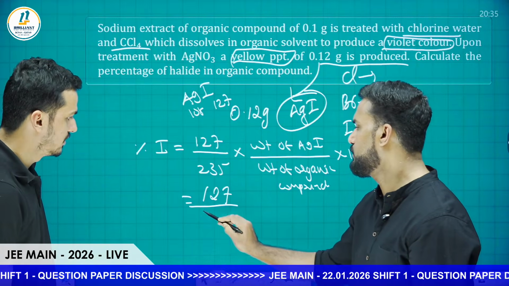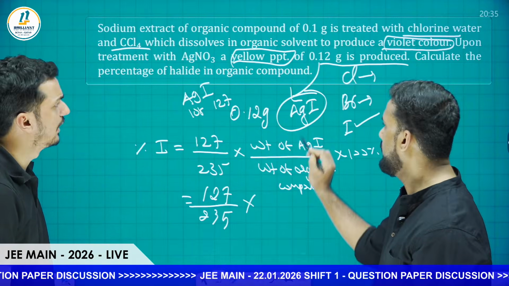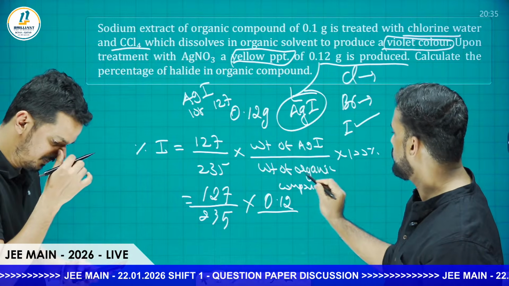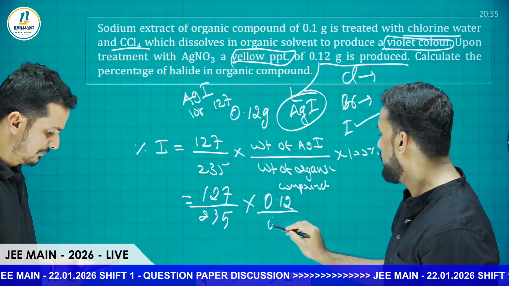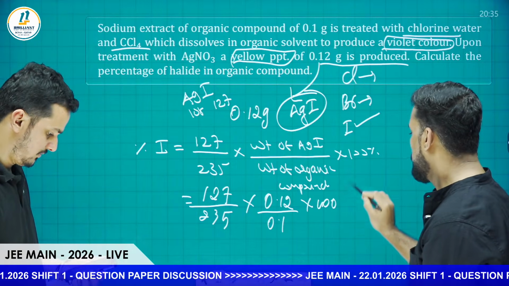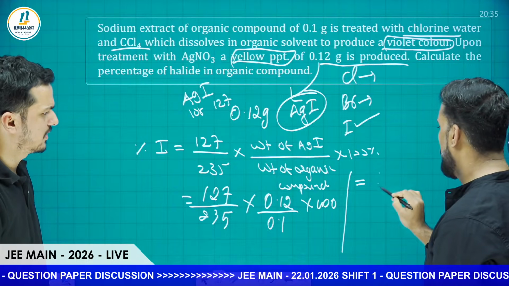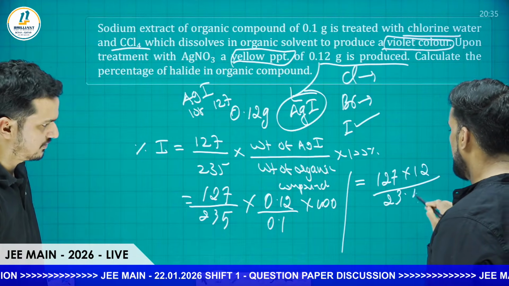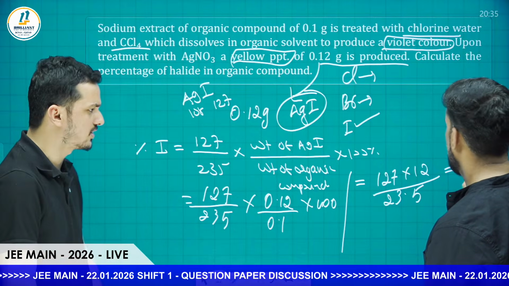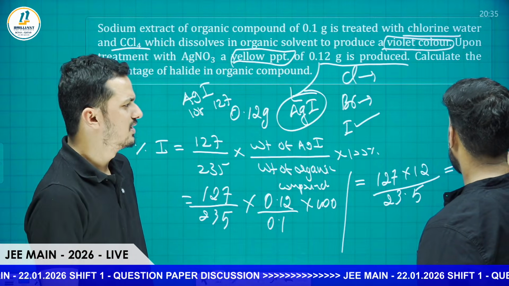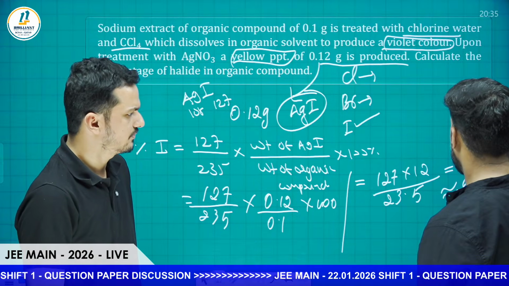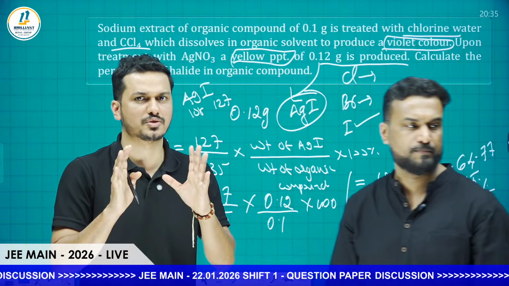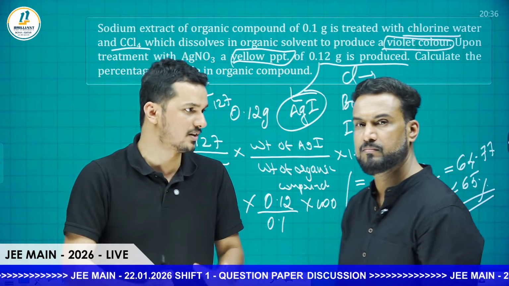So 127 divided by 235, into the weight of AgI formed, which I already told you is 0.12, divided by the weight of organic compound, which is given as 0.1, into 100. You can easily solve it: 127 into 12 divided by 23.5 will come to almost 64.77, which means 65 percent. So that's the idea, dear. Anyhow, the answer is 65.